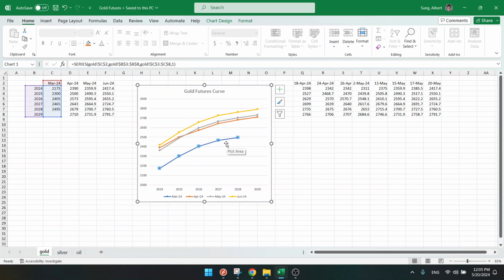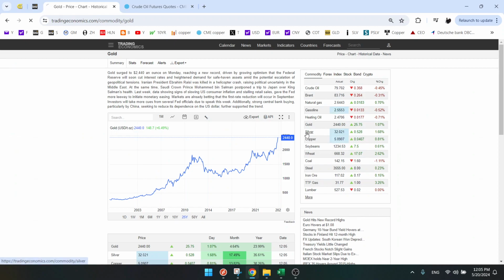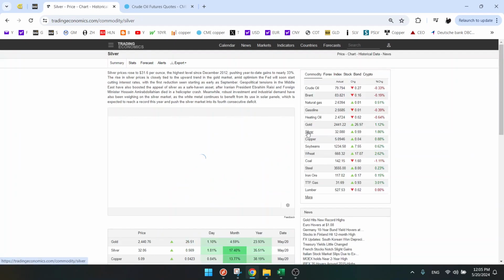When we look at gold currently, we can easily see that this futures curve keeps on rising. So it's not flattening out, it's just moving up. The whole curve is moving up at the same pace. So that means there is more upside to come in gold. Let's move on to silver. Let's go to the silver chart.